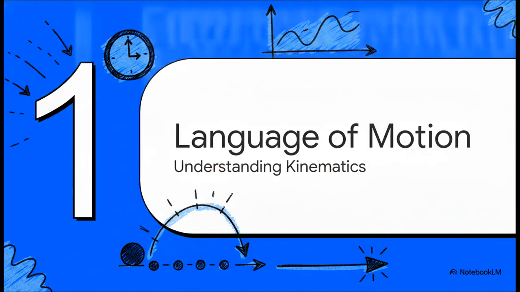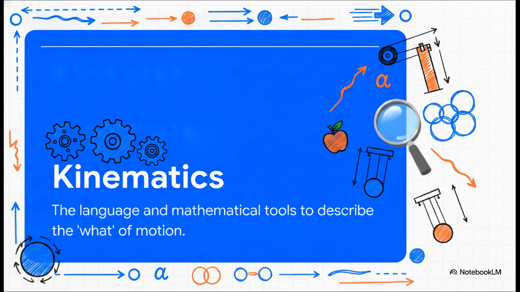First up on the agenda, the language of motion. We're talking about kinematics. That word actually derives from the Greek word kinema, which simply means motion. You can think of kinematics as essentially the what of movement. It gives us the specific language and the mathematical tools we need to describe motion perfectly, and we do this before we ever have to ask why an object is moving in the first place. It is absolutely crucial. It's the groundwork for literally everything else we're going to do in physics.